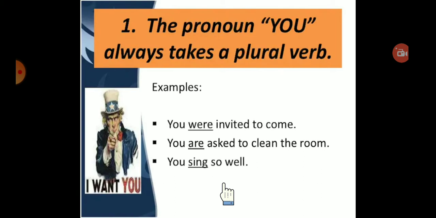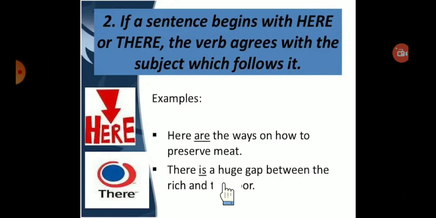Then comes another sentence. See, the second rule. If a sentence begins with here or there, the verb agrees with the subject which follows it. If the sentence begins with a word like here or there, then the verb which comes after it should agree with the subject.